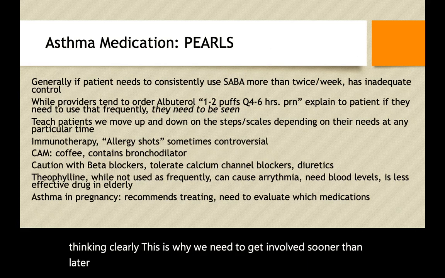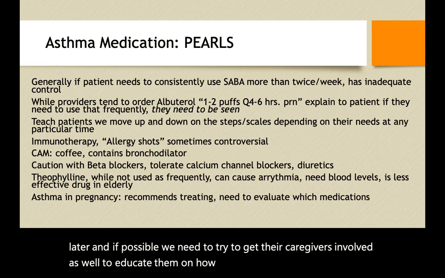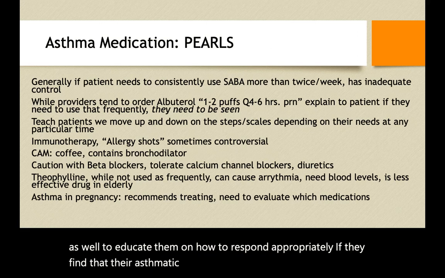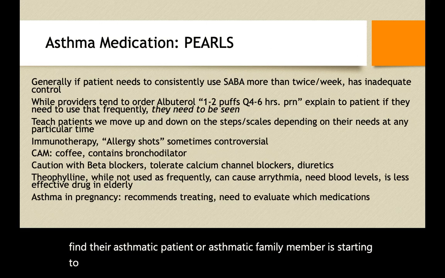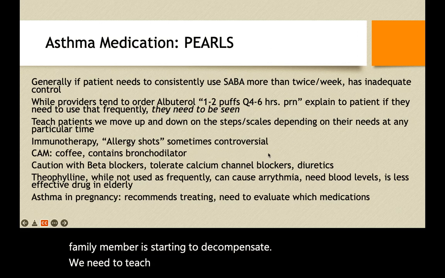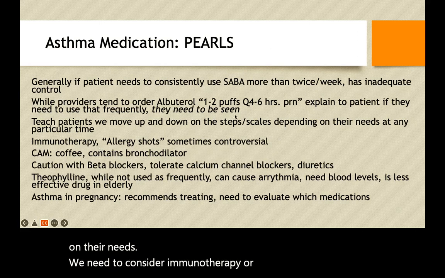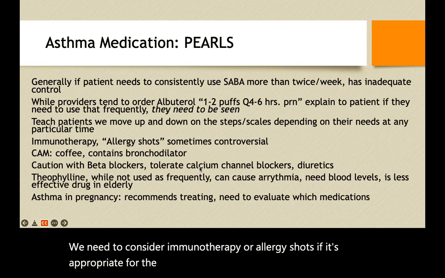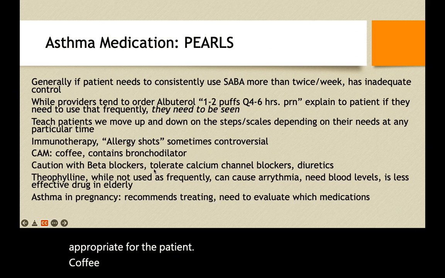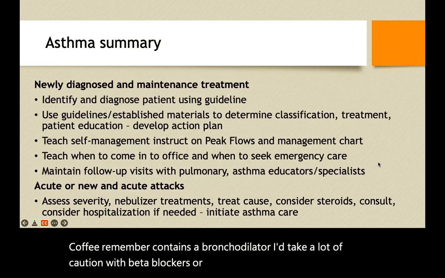And if possible, we need to try to get their caregivers involved as well, to educate them on how to respond appropriately if they find that their asthmatic patient or asthmatic family member is starting to decompensate. We need to teach them as well on the steps and scales depending on their needs. We need to consider immunotherapy or allergy shots if it's appropriate for the patient. Coffee, remember, contains a bronchodilator, and take a lot of caution with beta blockers or calcium channel blockers.